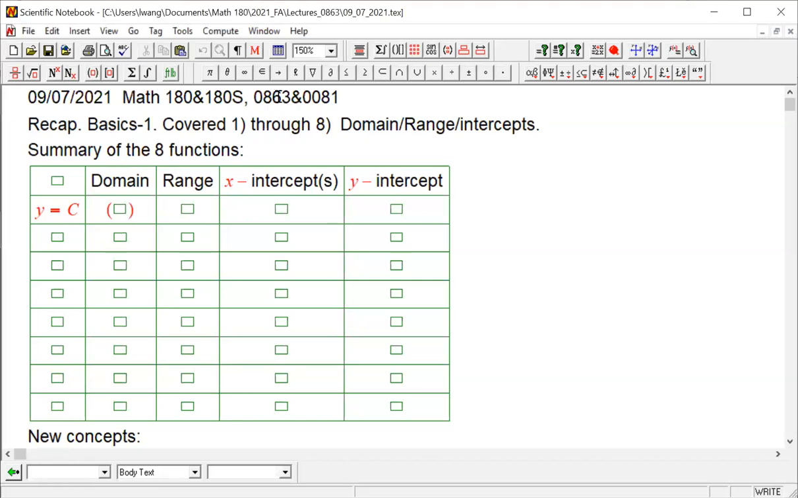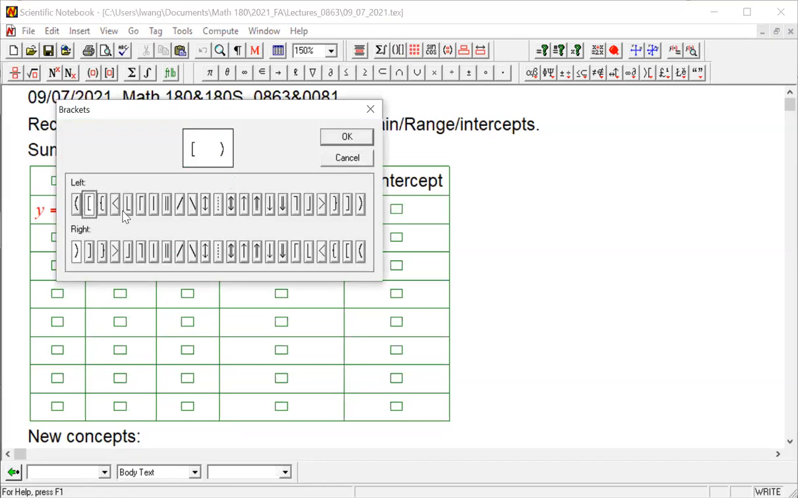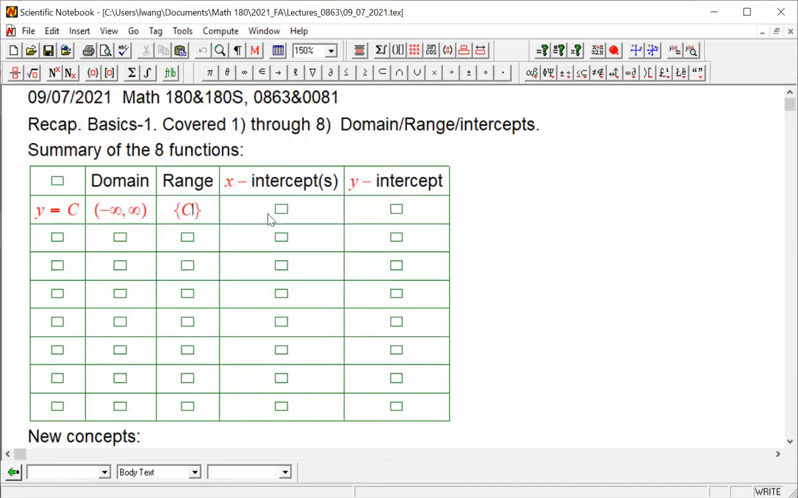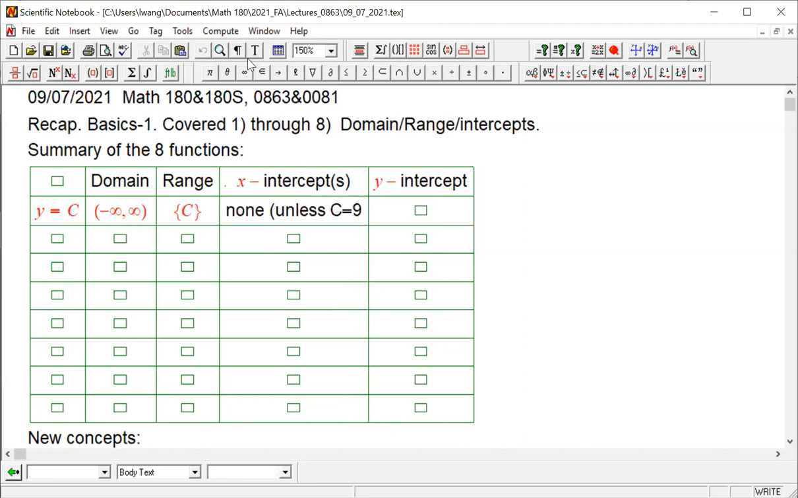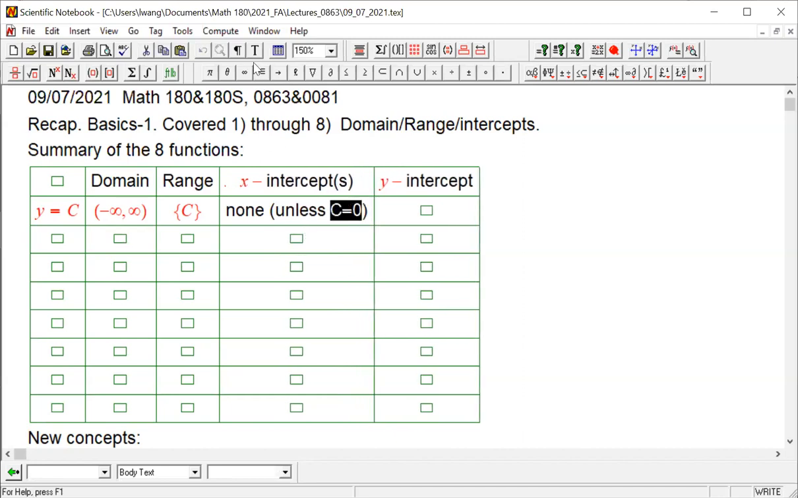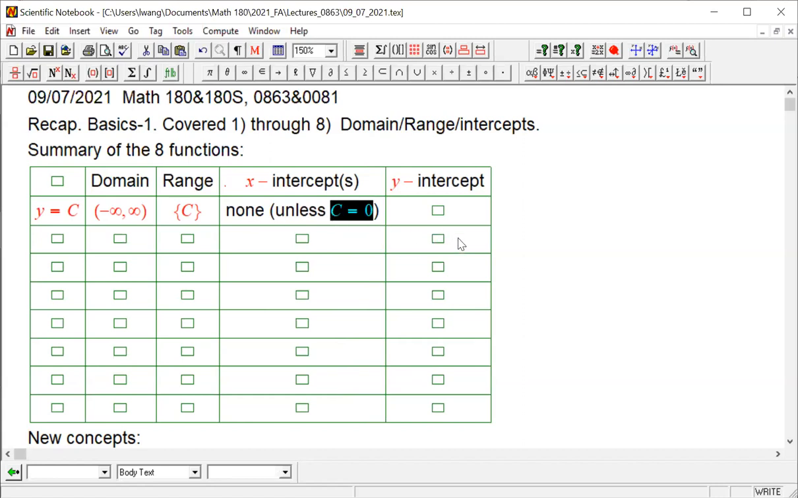Well, I know you guys are just filing in, right? From negative infinity to positive infinity, and the range is just the constant itself. This is a very important function you get to learn. X-intercept: if C is not 0, none, unless C is 0. What happens if C is 0? Well, that becomes the x-axis, right? In that case, it overlaps. Okay, so y-intercept. Y-intercept is (0, C). So we went over this, right?